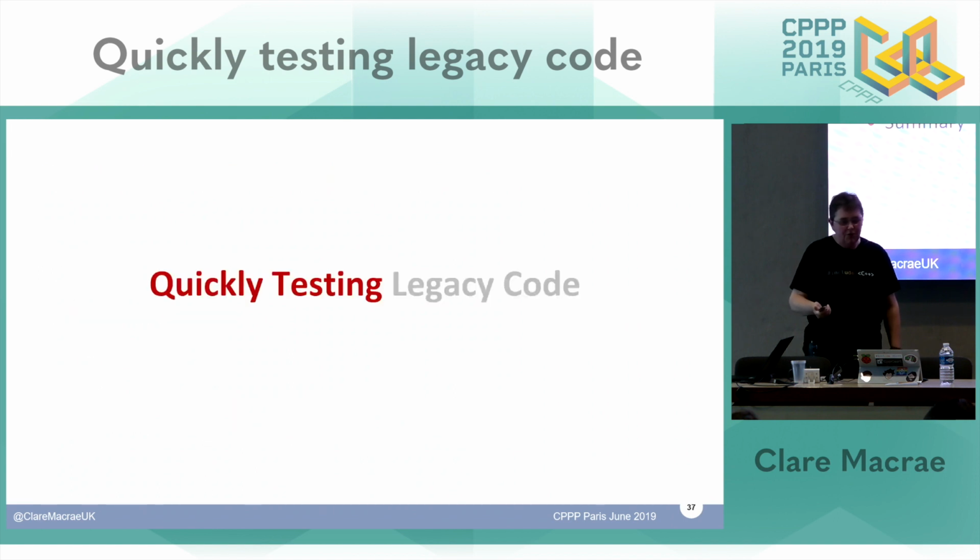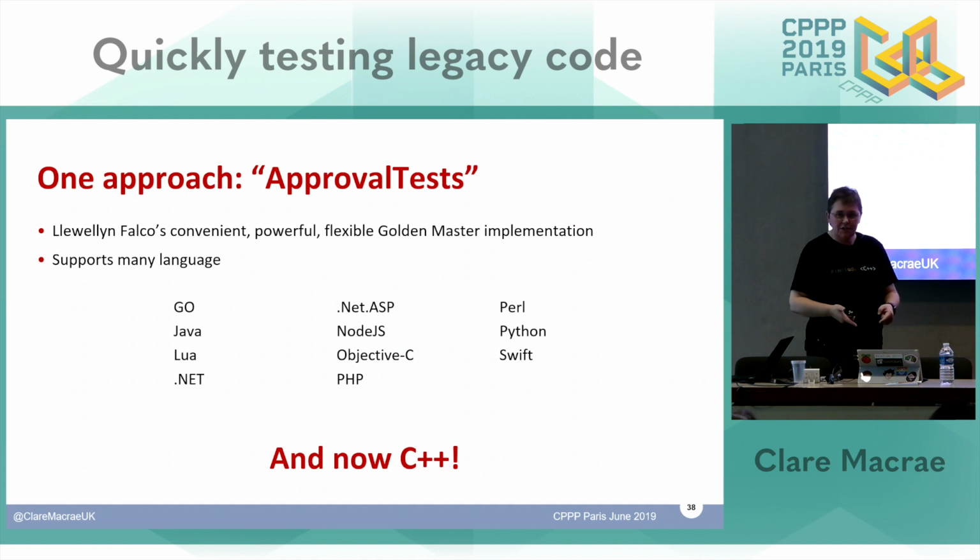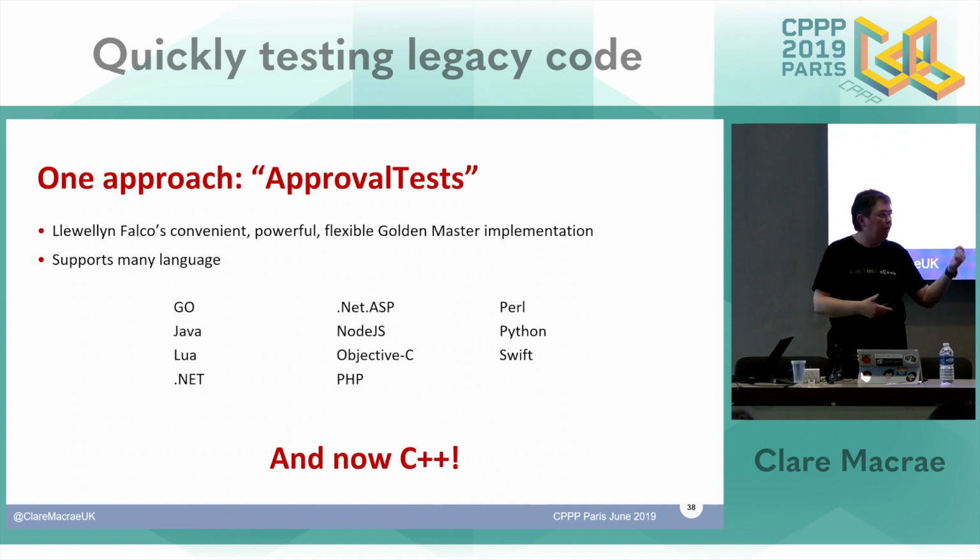So I'm now going to move on to talking about approval tests, and now we're talking about the quickly testing aspect of the talk's title. There's a technique called approval tests, created and popularised by Llewellyn Falco, who I mentioned back at the start of the talk. At its simplest form, it's a powerful and flexible implementation of the Golden Master technique that I've been talking about. And for some years, it's been implemented in a range of different languages.